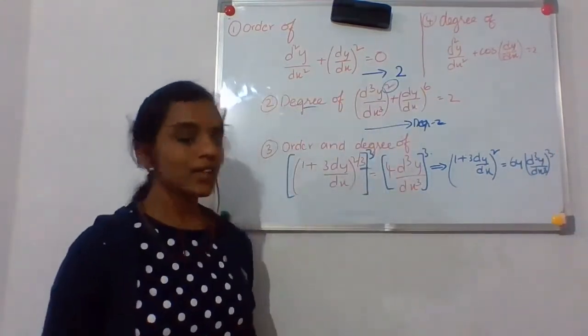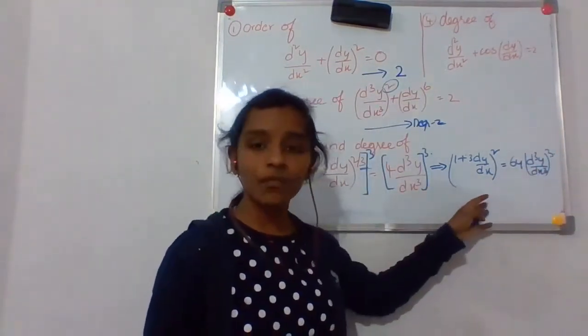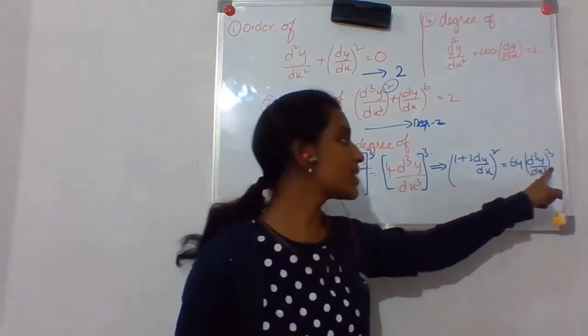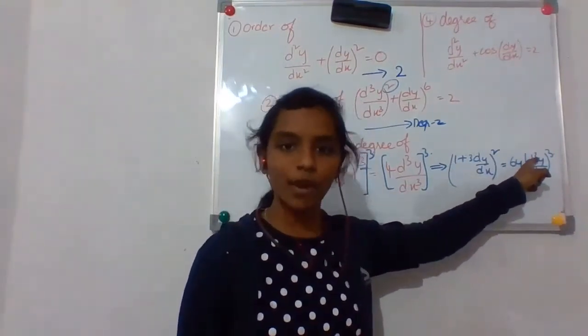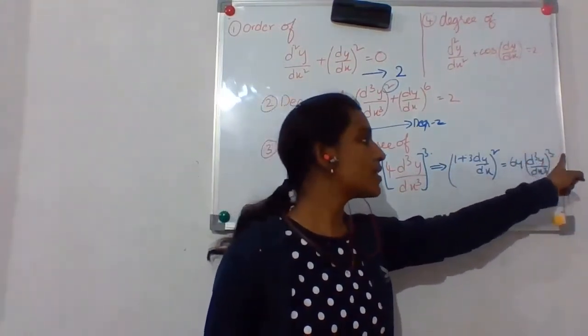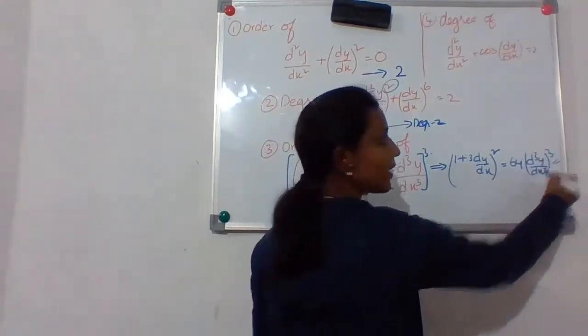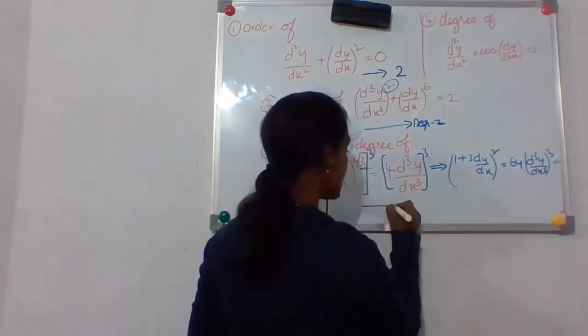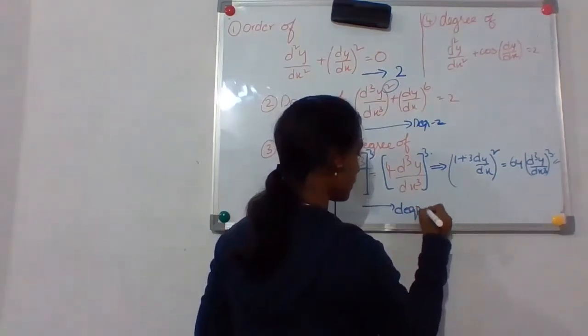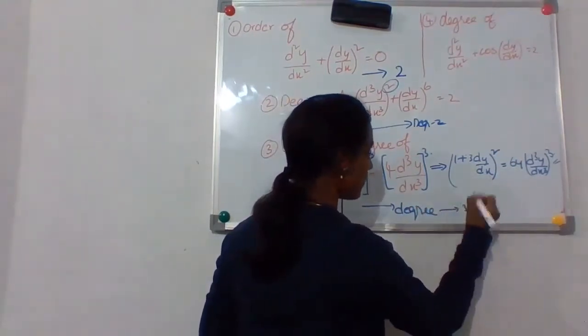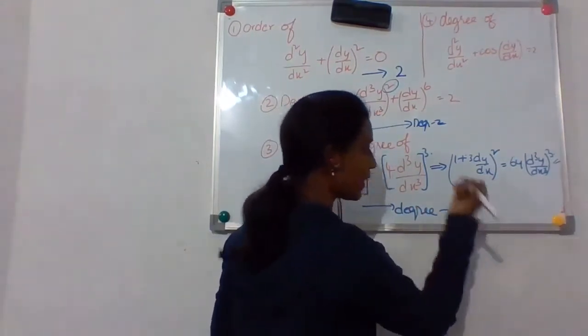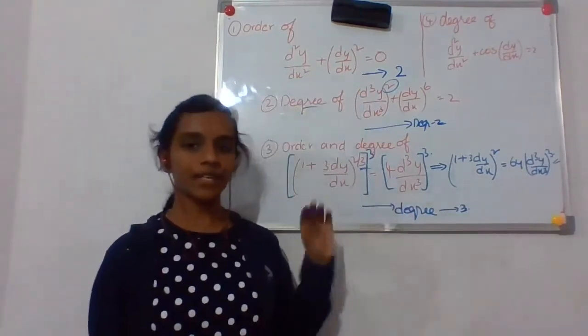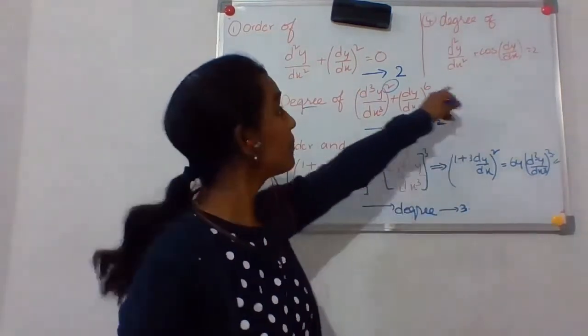Am I right? So now, what will be the degree of this differential equation? The highest order is 3 and this is in its polynomial form. So the degree of this differential equation will be 3, right? The degree is 3. Okay? So that is the degree of this. Now let us look into the fourth sum.